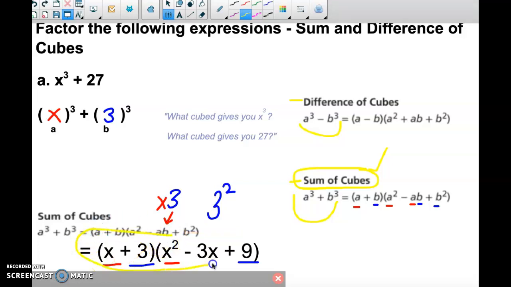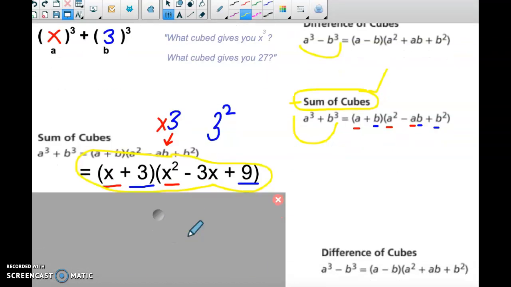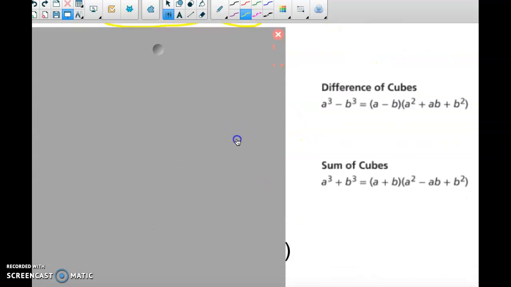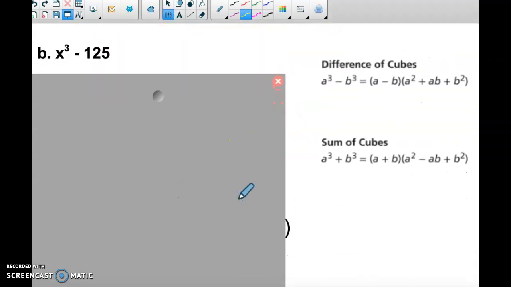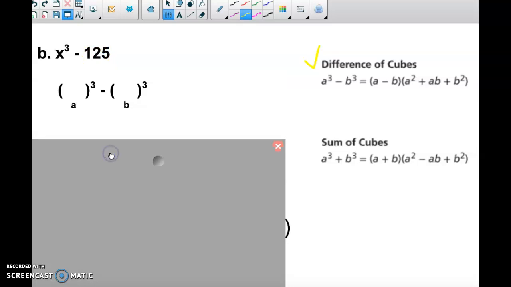Okay? So let's do another one together because it takes a little bit to get the hang of these. So let's do this one. X cubed minus 125. So which one is it going to be? Difference of cubes or sum of cubes? Difference of cubes. We know it's not difference of squares, right? Because I have a cube. I'm going to set up the same skeleton here. So what cubed gives me x cubed? X. And what cubed gives me 125?